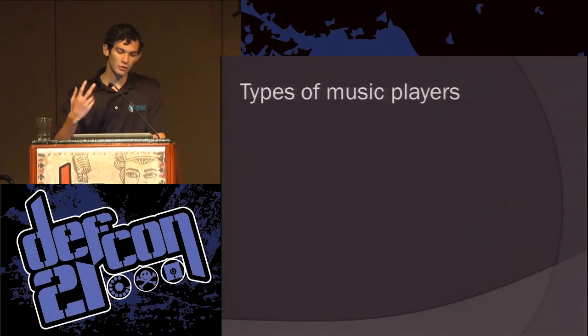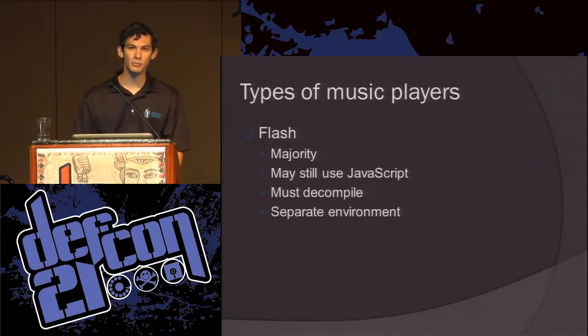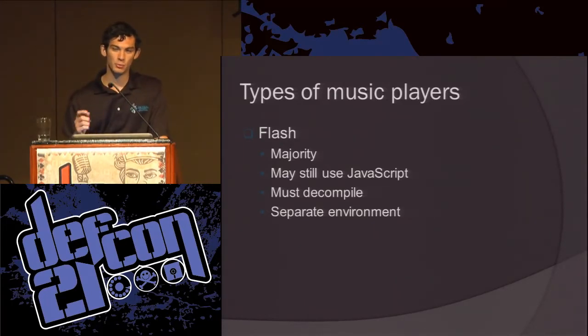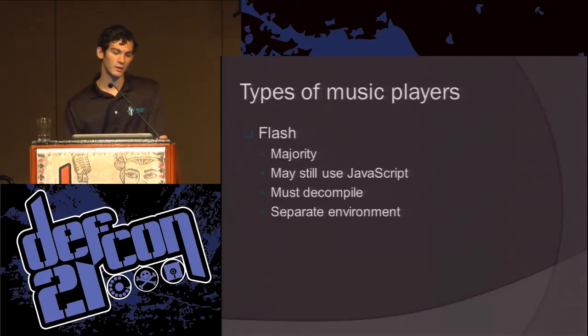So there are two major types of music players. The most common one is Flash. This is a majority of the web players you'll see. However, they may still use JavaScript. I've seen a lot of people be really lazy and they will actually use JavaScript to pull back the data and then just pass it on to the Flash. So all the Flash does is play it back. And this is typically because you have Flash libraries that are made to play back music, but not necessarily customized to work with your interface. So this is how they get around it.